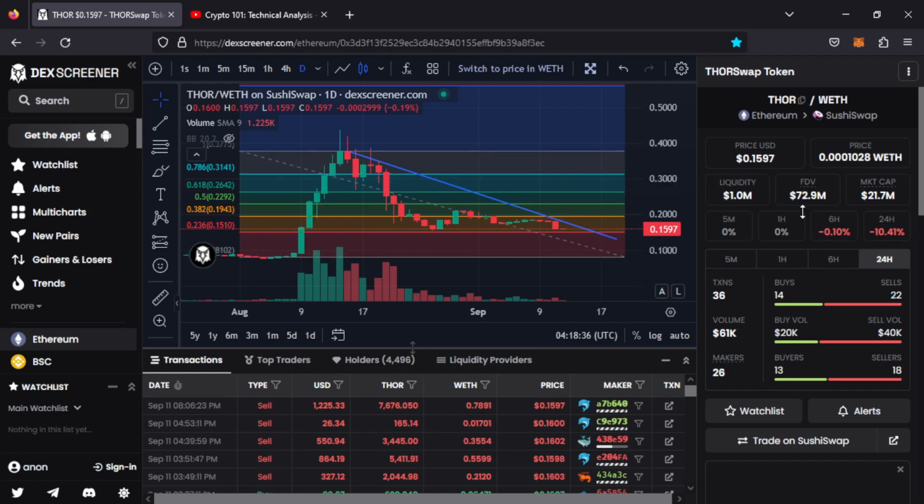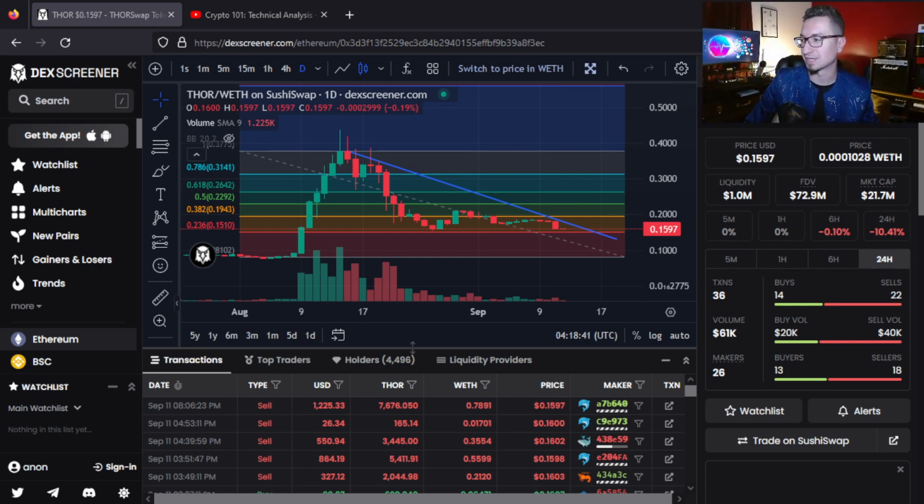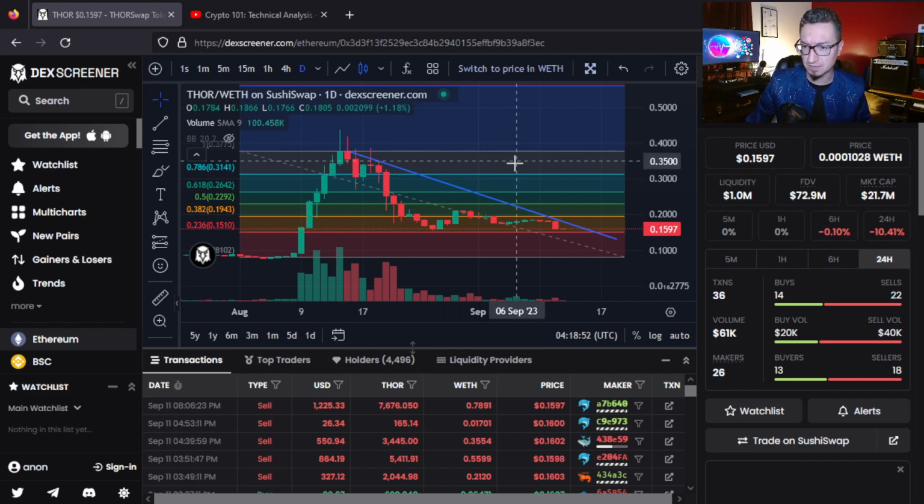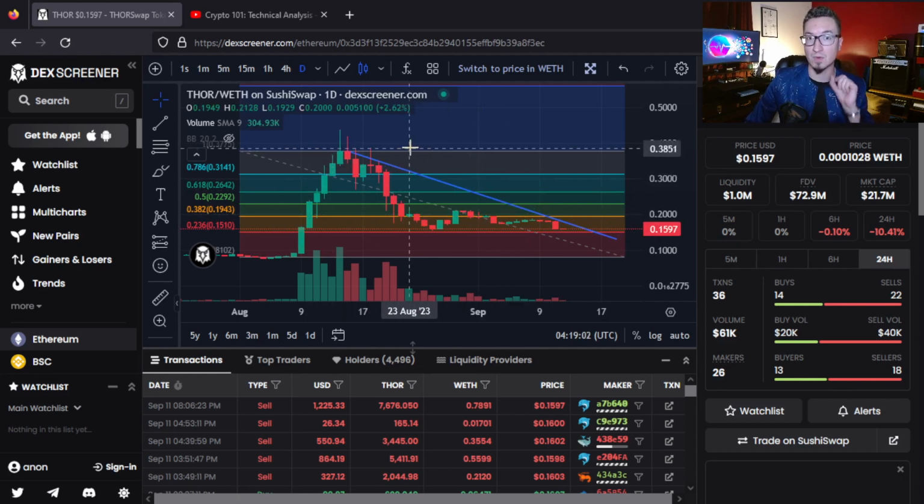Now, anytime you're doing technical analysis, you want to make sure you have as many data points as possible. Right now, we've just been playing around with 2 data points. We have the fib levels, so the various colored lines here, and we also have this one line that we drew from the tops and what the trend is. However, there's one more thing that we can add.